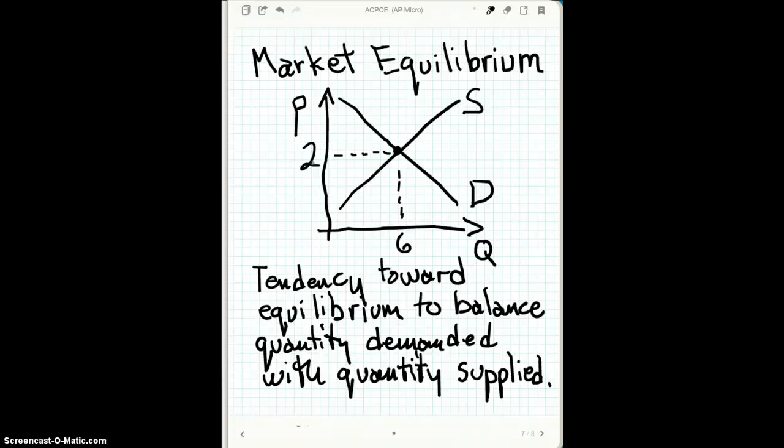So for market equilibrium, we can think of that as a tendency, like a buoy in the ocean. It's never perpendicular to the waves, let's say, because of the action of the waves. But there is a tendency, assuming a perfectly calm sea, for that buoy to be perpendicular to the level of the water. Similarly, or metaphorically, there's a tendency toward equilibrium to balance the quantity demanded with the quantity supplied.